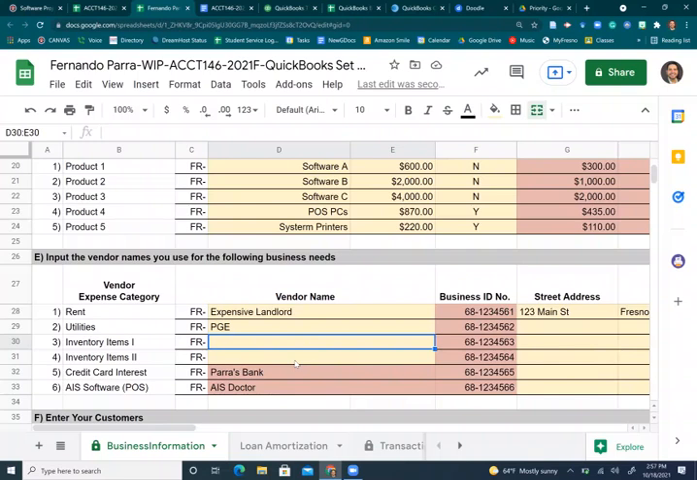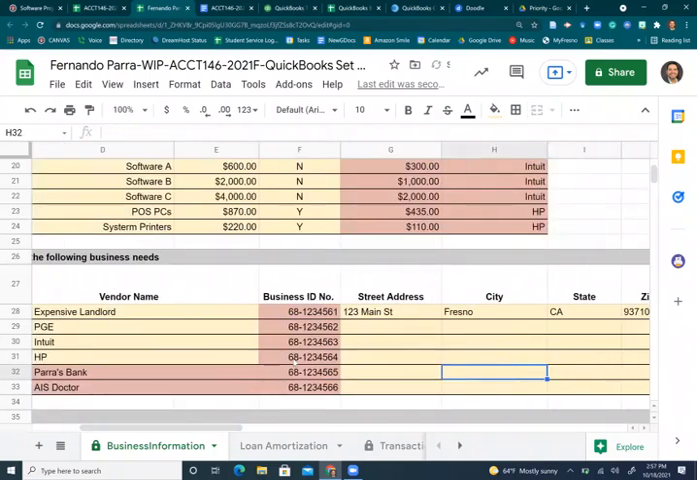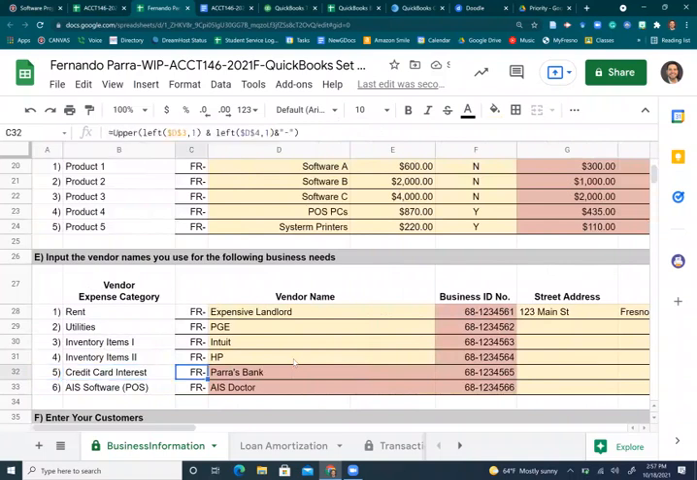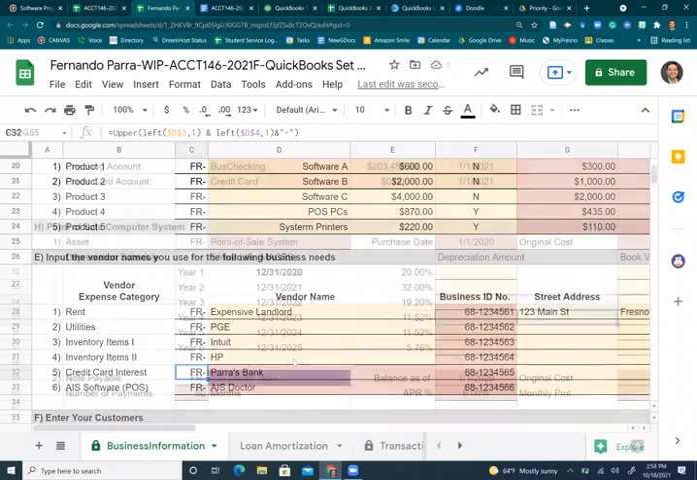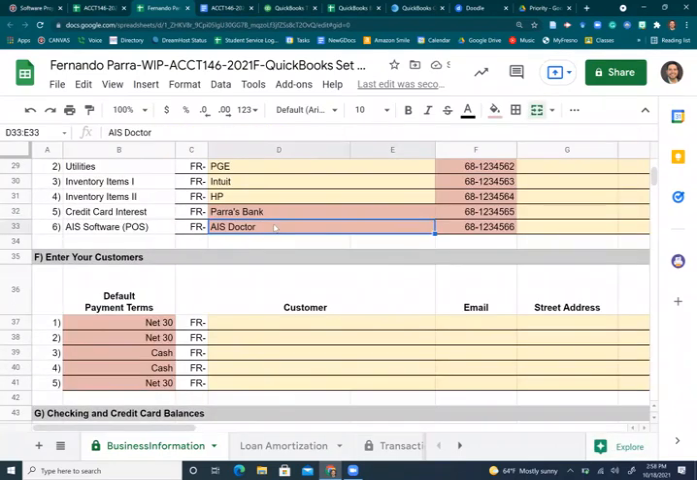Inventory items. Well, I buy the software from Intuit, and I resell it. And I also buy the computer system, point of sales, from, let's say, any vendors that sell point of sale systems or printers. Let's just go with Dell. HP. Done. And then guess what? The credit card entry is going to go to your professor, Autos Bank. And then the software is being purchased from AIS.